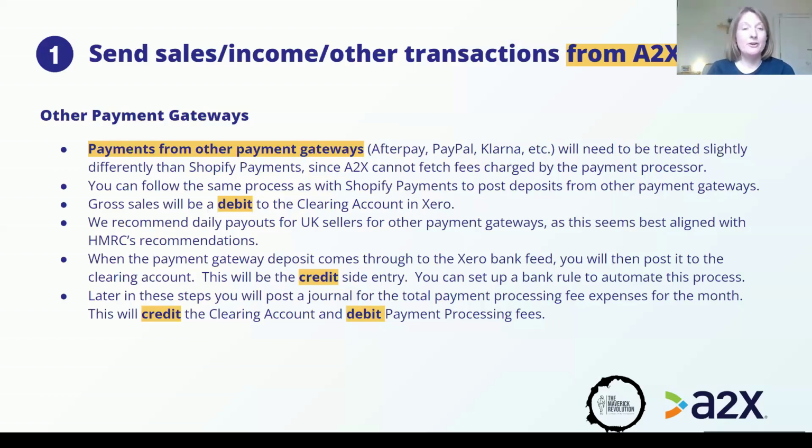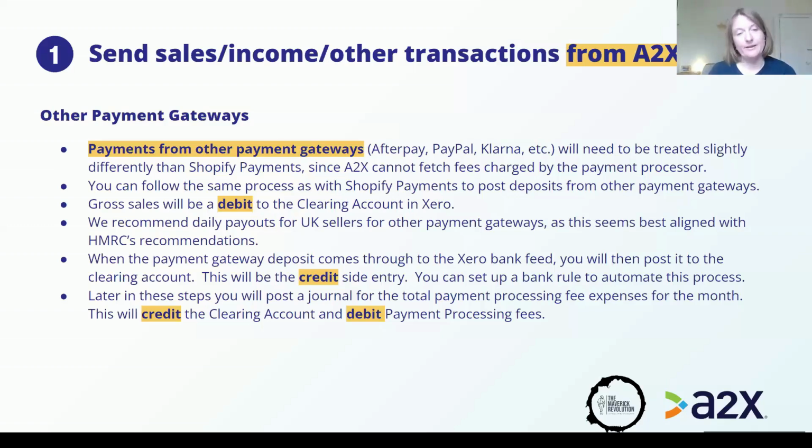But to be honest, I've done quite a bit of reading on this because we get asked about it quite a lot. I think the best approach for other payment gateways is to have a daily summary for UK sellers. I think it's best aligned with what HMRC seems to want at the moment. But A2X can do that for you. It'll give you a daily summary. You have a debit to the clearing account for each day, which is the total gross sales for that day.